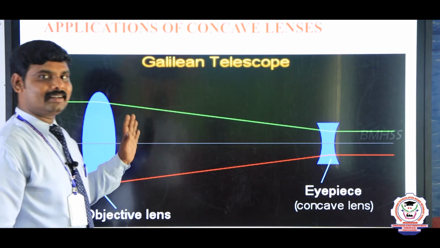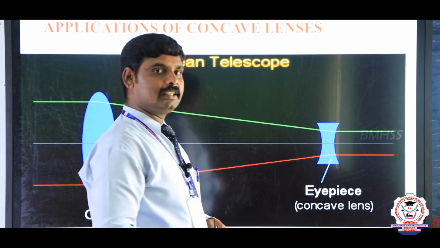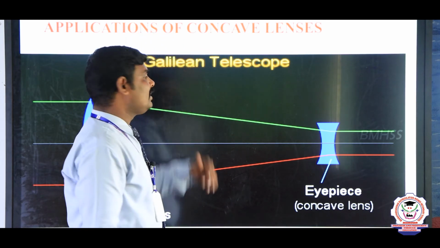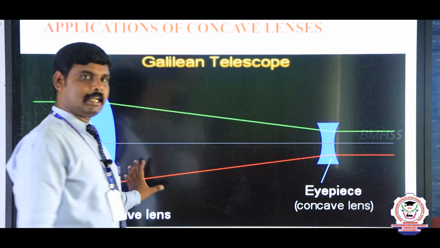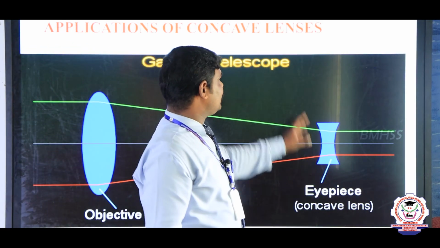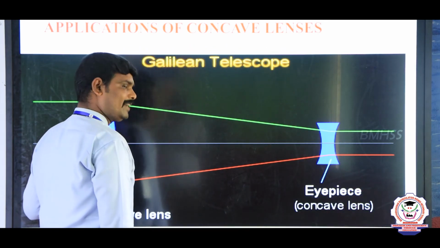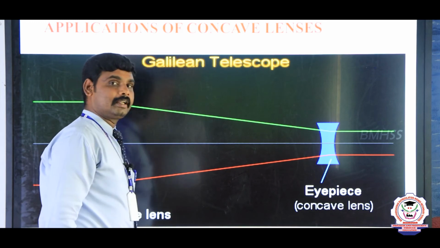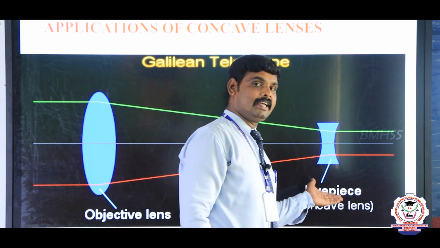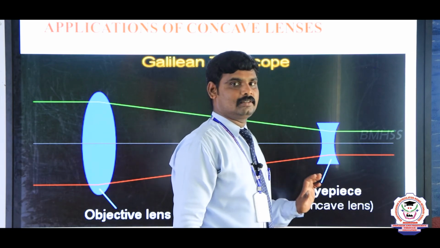Applications of concave lens. The very important application is the Galilean telescope. In that Galilean telescope we are using an eyepiece. This eyepiece is nothing but a concave lens, while the objective is a convex lens. So this concave lens is used in the Galilean telescope as the eyepiece, right?